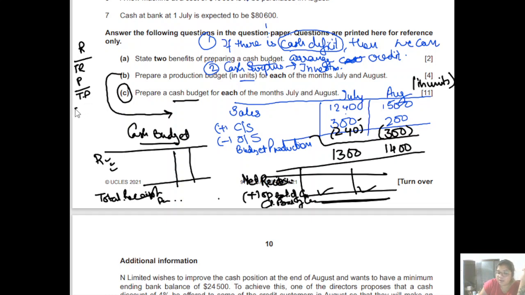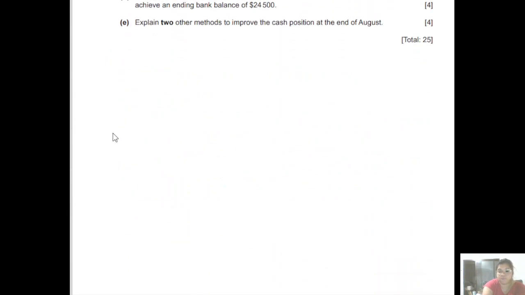Okay, then after deducting total receipt from total payment, just deduct these two amounts, and then you are able to find out your net receipt, and in net receipt add the opening cash balance, and then you have your closing balance of cash. Okay, I think this much is clear. Now we are going to solve this question.